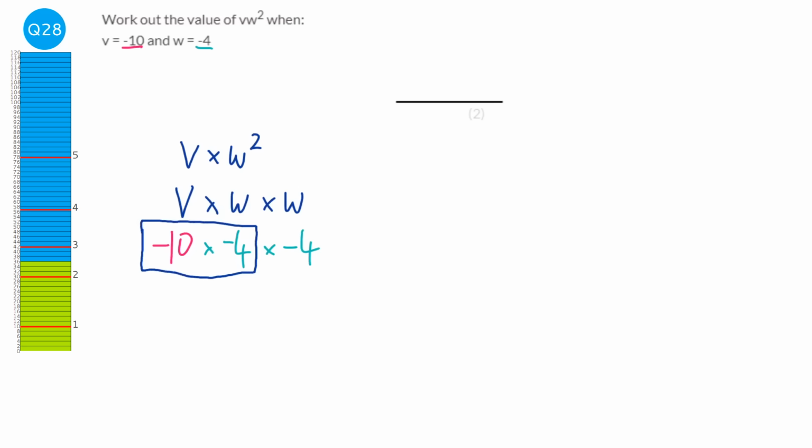So minus 10 times minus 4, that's a minus times a minus, which is a positive. 10 times 4, which is 40, times minus 4. Now we're going to do 40 times minus 4, so it's a positive times a negative, so that's going to be a negative. And 40 times 4, well, 4 times 4 is 16, so 40 times 4 is 160. So it's going to be minus 160.